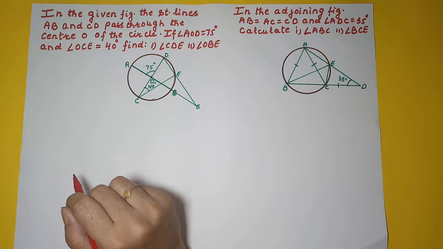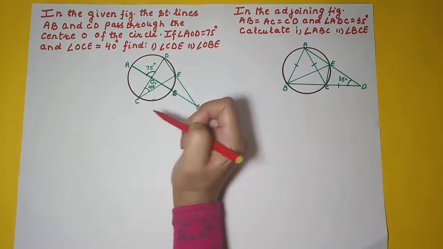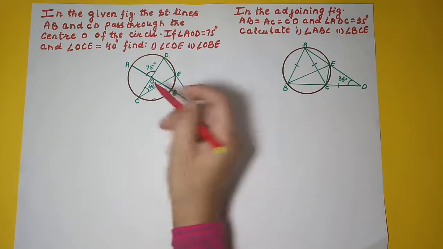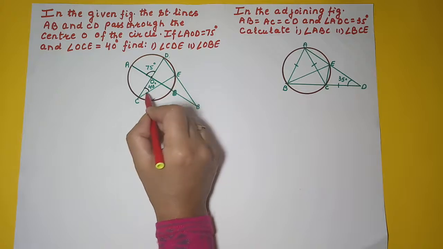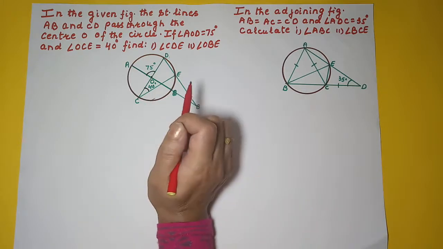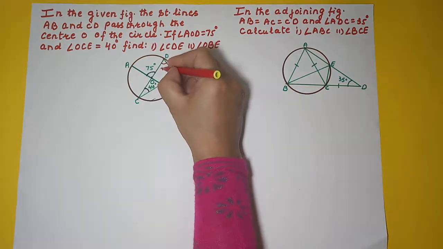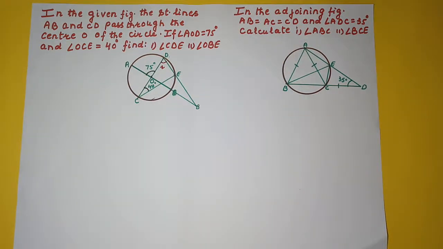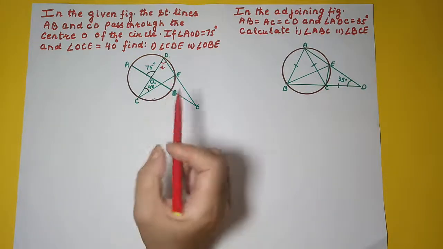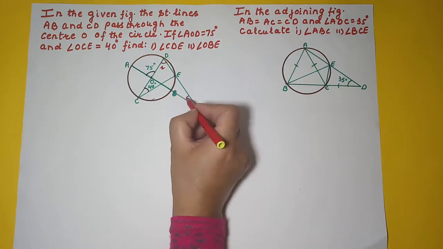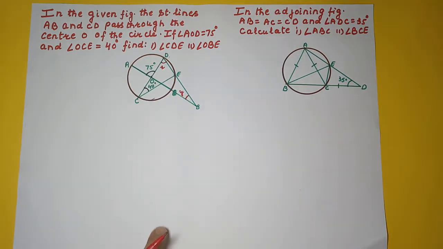If angle AOD, that means this angle, is 75 degrees, and angle OCE, this angle, is 40 degrees, find angle CDE, that is this angle, let's name this angle as X, and angle OBE, let's name this angle as Y. These are the two angles which we have to find.